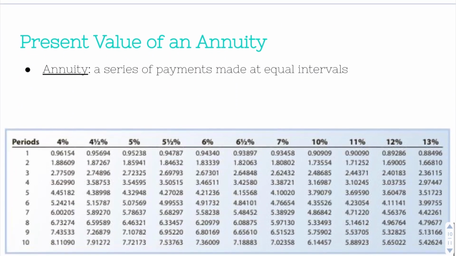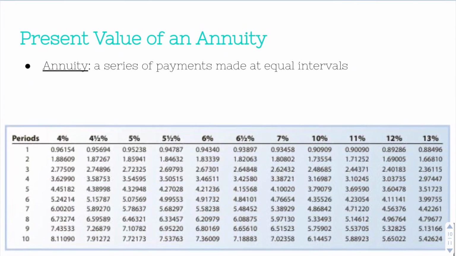The present value of an annuity is a little bit different. So an annuity is simply a series of payments made at equal intervals. So instead of it being a single payment, now you're receiving multiple payments. And there is a formula for an annuity factor, but you absolutely don't need to know it for this course. You'll learn it in corporate finance, so I'm not going to show it to you here. I'm just going to show you an example using the table.